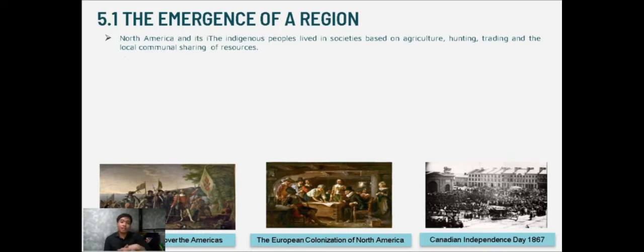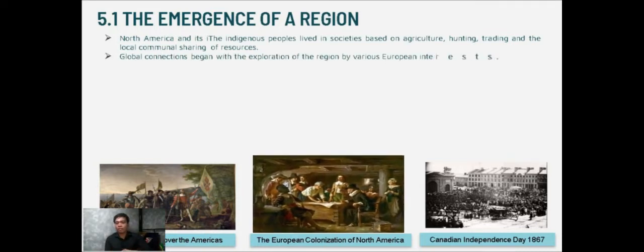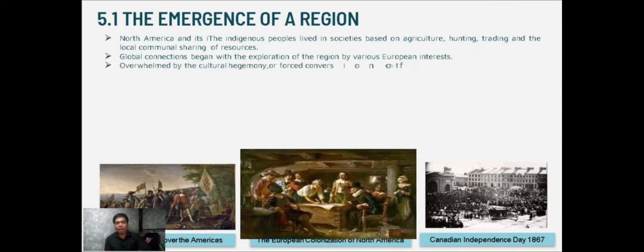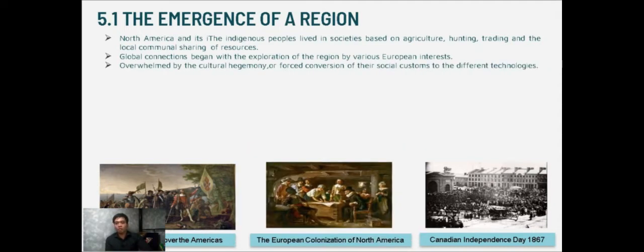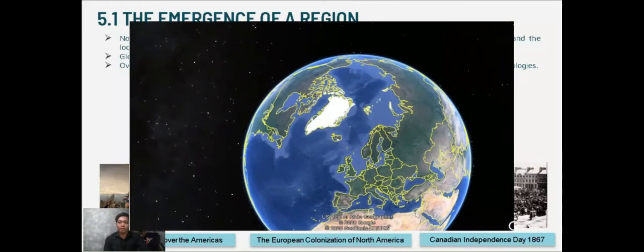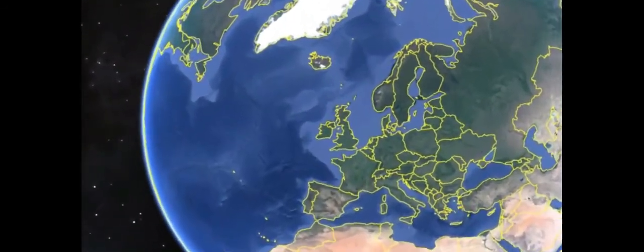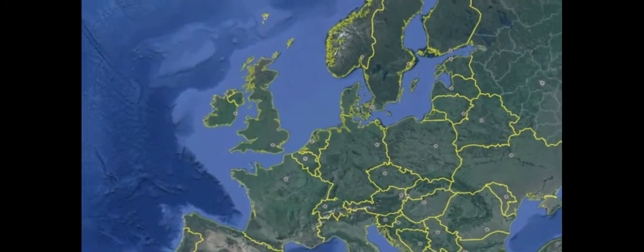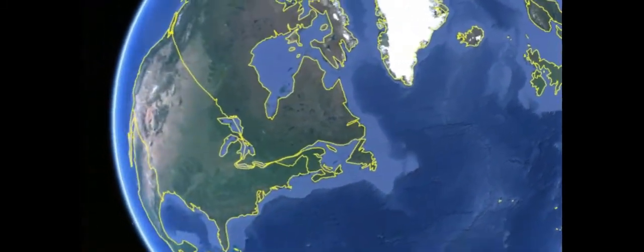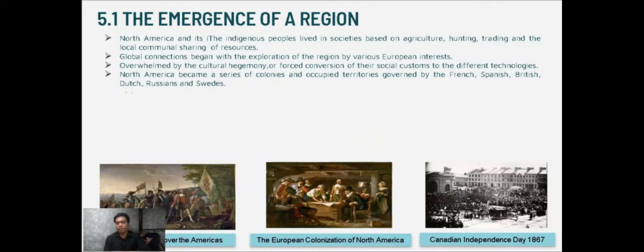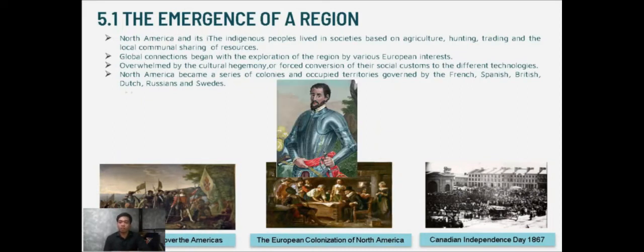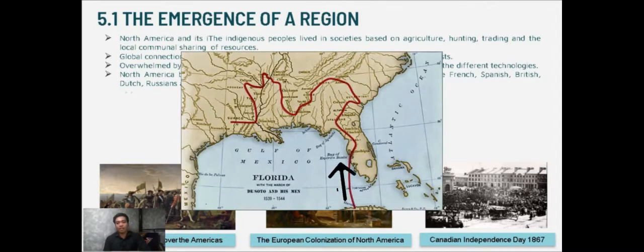So the global connection began with the exploration of the region by various European interests. They were overwhelmed by the cultural power, from forced conversion of their social customs to the different technologies. So the sweeping occupation of the continent completely transformed North America by Europeans. In the 16th century, French, Italian, Portuguese, and English explorers came ashore along the eastern seaboard of North America. The Spanish explorer Hernando de Soto made his way from Florida deep into the continent's heartland in the 1540s.